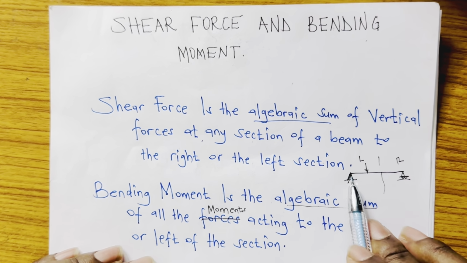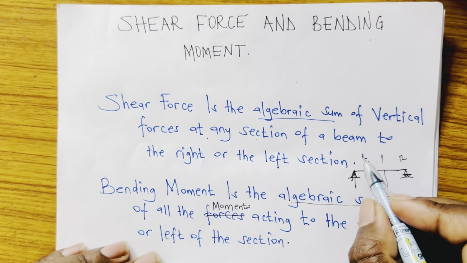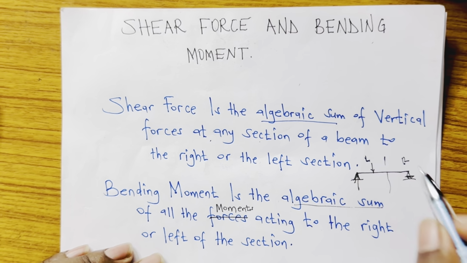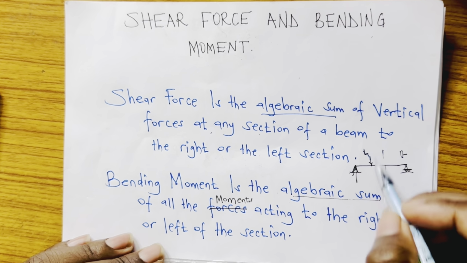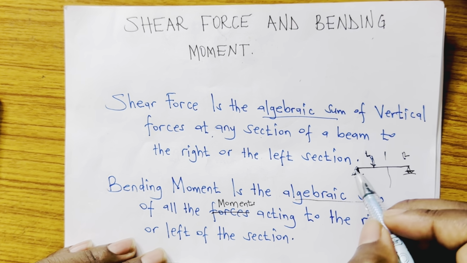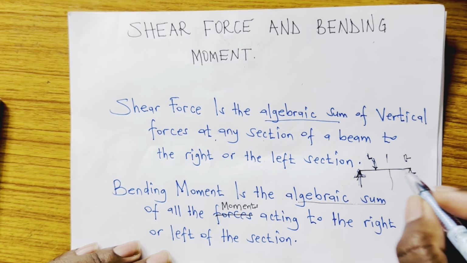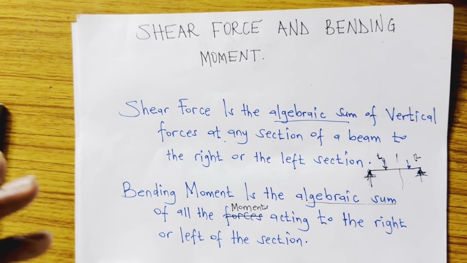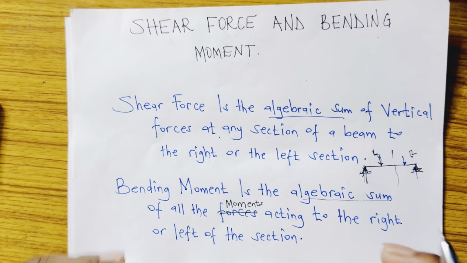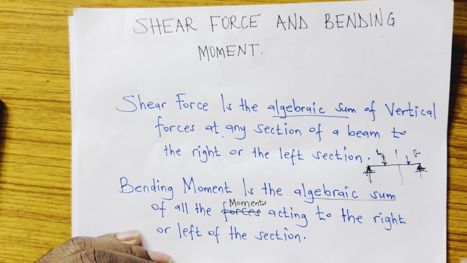Well, if for instance this is my simply supported beam and I cut it into two, this is the left side and this is the right side, okay? So the summation of vertical forces on this side, remember this is downward and this is upward, so the summation of forces on the left or the summation of forces on the right, okay? The algebraic sum of all these vertical forces at this section is what we call the shear force. Shear force on the left or shear force on the right.